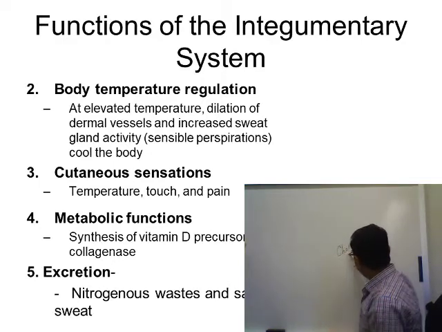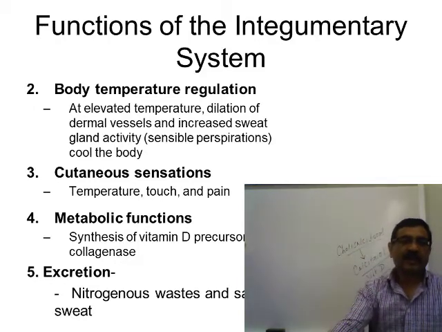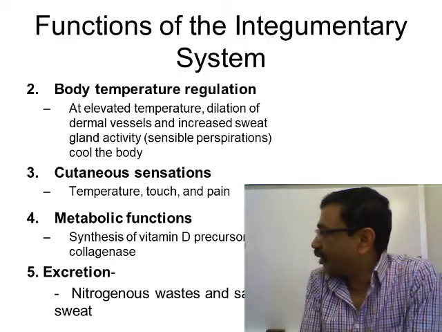So skin produces this with the help of sun, and this inactive vitamin D goes to the kidneys, where it is converted to calcitriol, which is the active vitamin D. So this is how your skin helps in the synthesis of vitamin D.